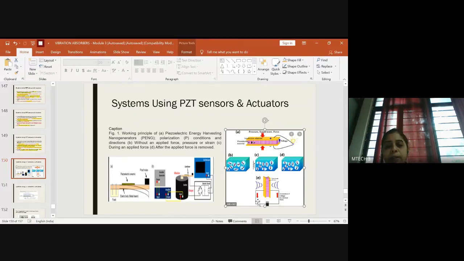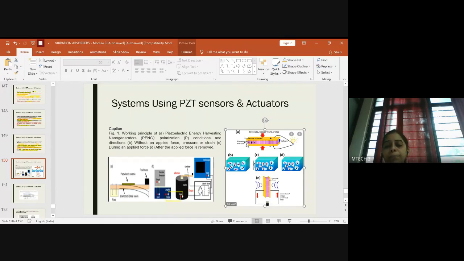So what's happening here? Figure A shows the piezoelectric energy harvesting nano generators. These are generators, so even nano generators made by smart materials are called smart generators. If you want to explain anything related to smart generators, even that will be called a smart structure. So what will be the structure of the smart generator?